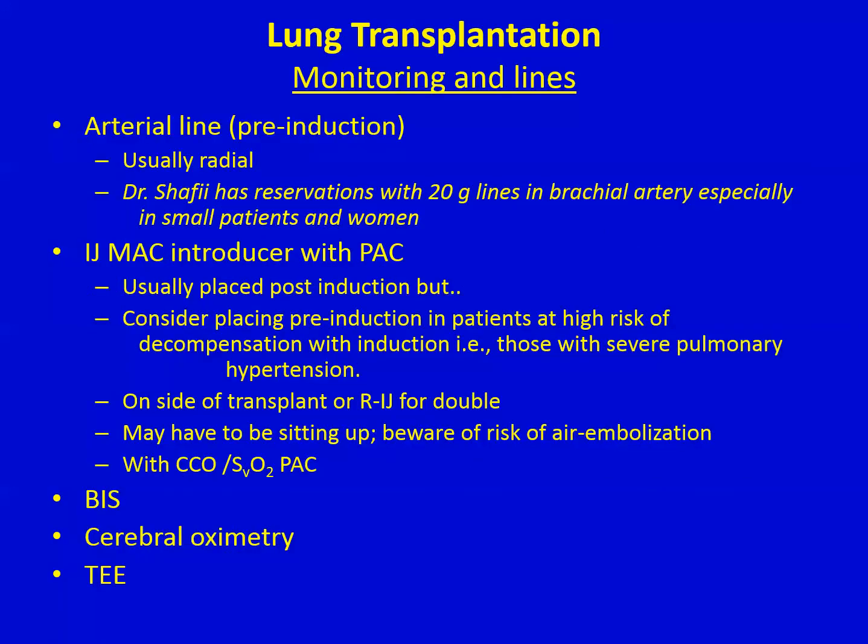As I indicated, the arterial line is usually placed pre-induction, usually radials. Dr. Shafi has some reservations about brachials. An internal jugular MAC introducer with a PA catheter is usually placed post-induction, but consider placing it pre-induction in patients at high risk of decompensation at induction, such as those with severe pulmonary hypertension. It should be inserted on the side of the transplant, or the right IJ for double transplants.